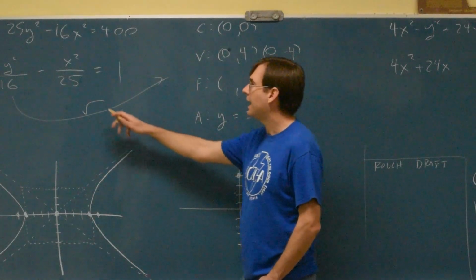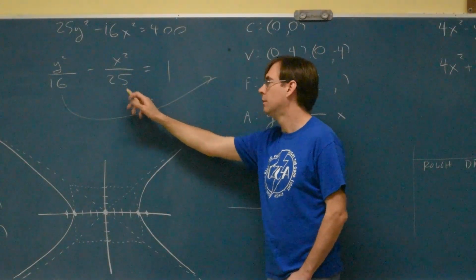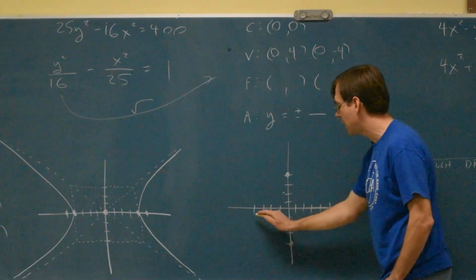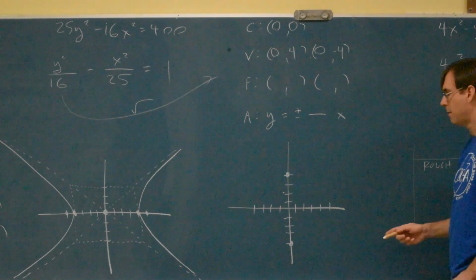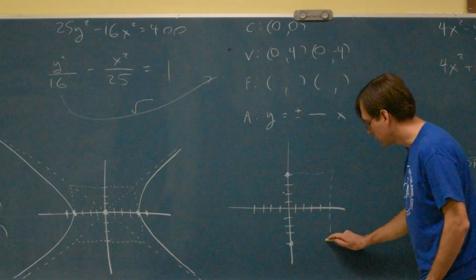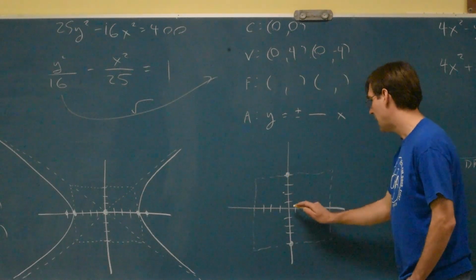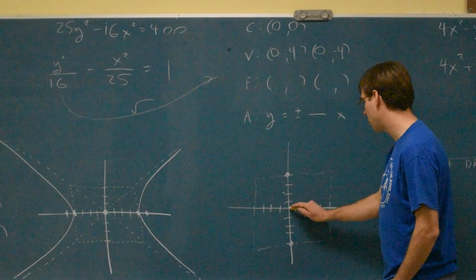While I'm doing that, I like to look at this fraction, and the x gives me 5s if I do the root. So I'm going to go right 5, I'm going to go left 5, but that's not really part of my graph, that's just helping me draw my guidelines. So I need a box that goes through the 4s and through the 5s. I need to go diagonally from corner to corner.